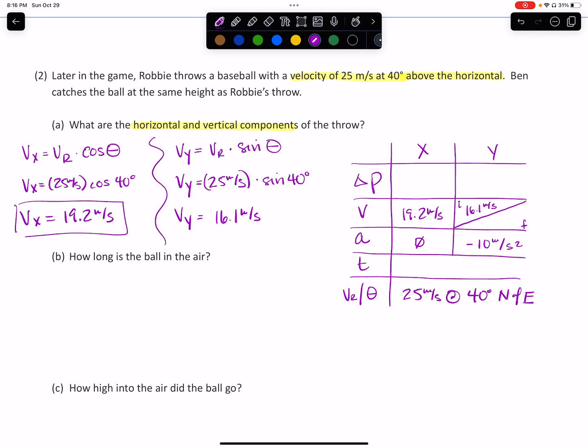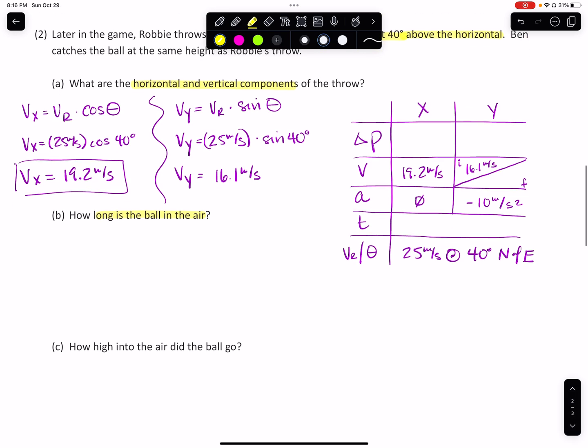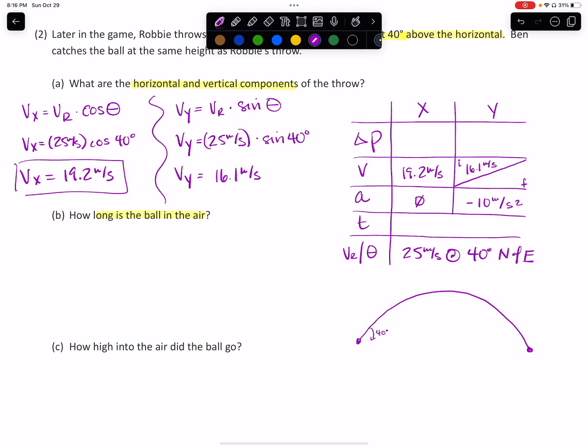Next up, it wants to know how long the ball is in the air. Now, it may look like there's not much we can do here. But we have to remember what's actually happening. So let's draw a little picture. Robbie throws the ball up and Ben catches it over here. All we know is the vertical and horizontal components of the initial throw. We know that this angle is 40 degrees and the resultant is 25 meters per second.